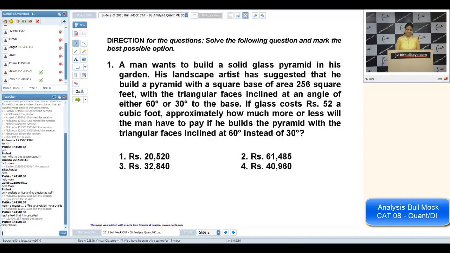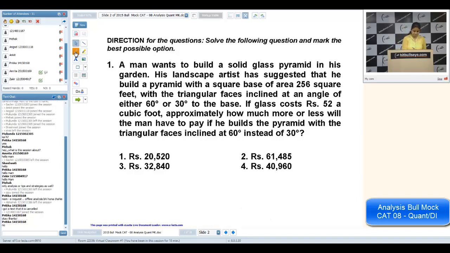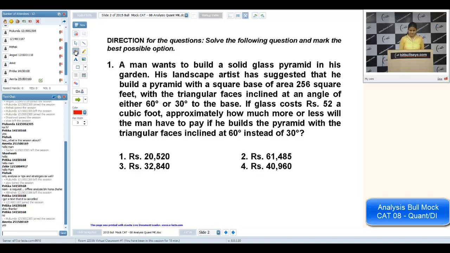Okay, let us start. Question number 1. Any problem in this? Yeah, you want me to explain this question? See, there is a word called pyramid. You should know the meaning of pyramid and prism. It's a 3D figure.